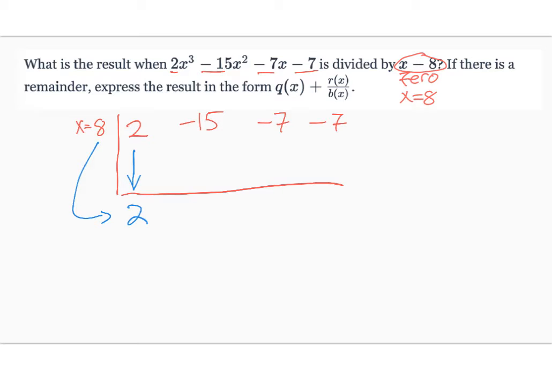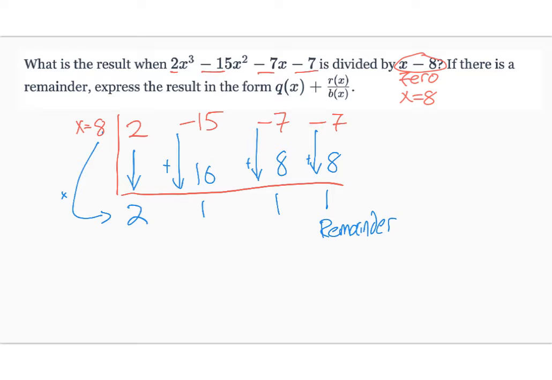We then multiply. 8 times 2 is 16. And then we add going down. Negative 15 plus 16 is 1. We're going to multiply. 8 times 1 is 8. And add going down. Negative 7 plus 8 is going to be 1. We're going to multiply. 8 times 1 is going to be 8. And add going down. Negative 7 plus 8 is going to be 1. At this point, the synthetic division part is done. The last number here is always our remainder.